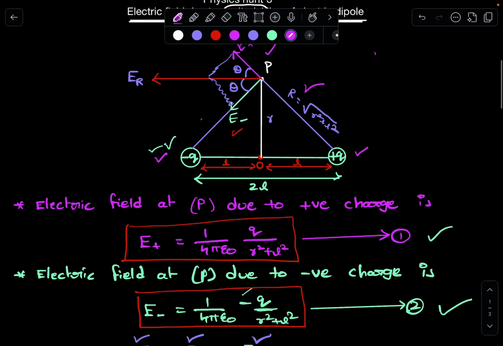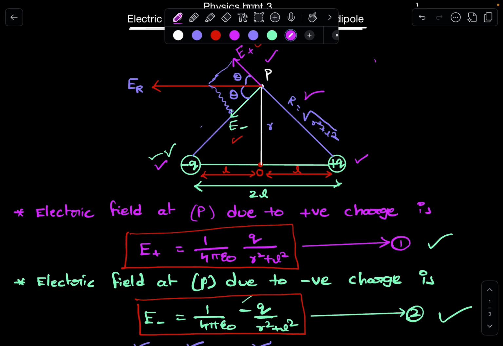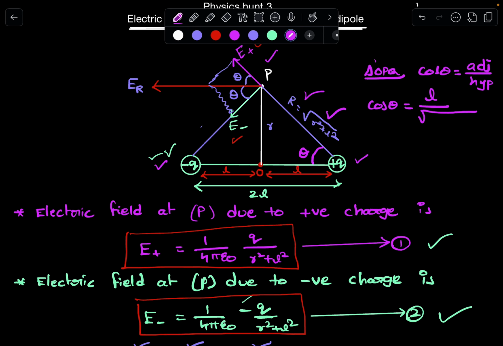Okay, so look at this diagram carefully. I'm going to draw P, Q and O, right? So from triangle OPQ, let us assume this is angle theta. From this, we know that cos theta means adjacent side by hypotenuse, right? So we can write cos theta as adjacent, which is L, by hypotenuse. What is the value? Under root r square plus L square.